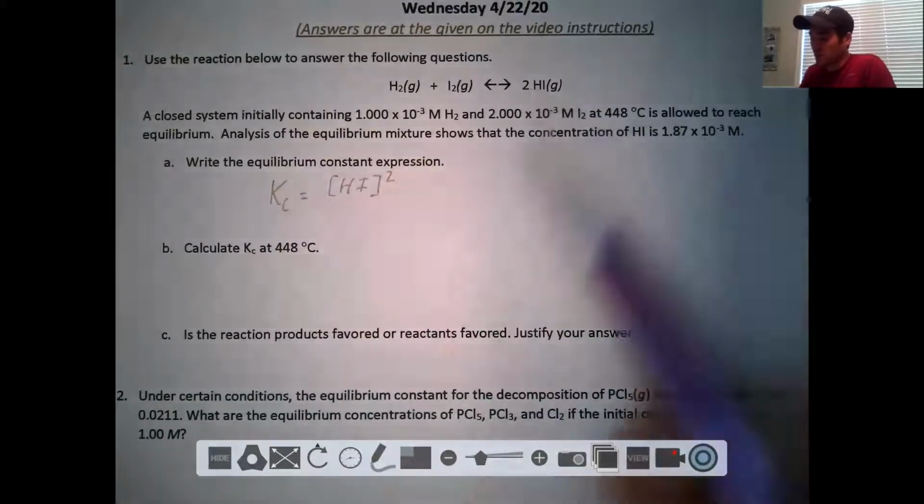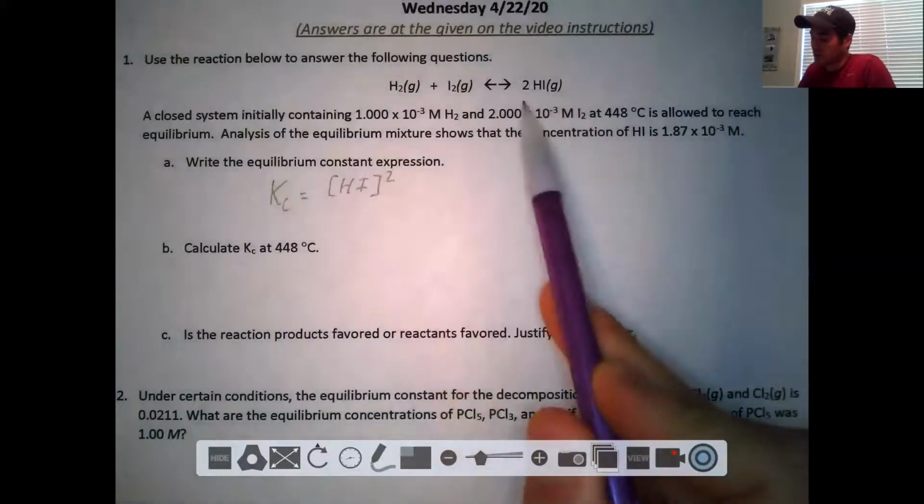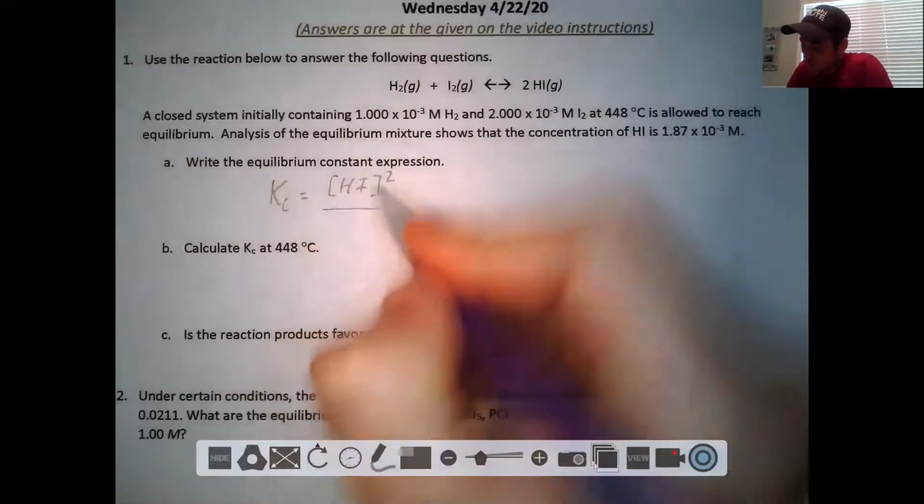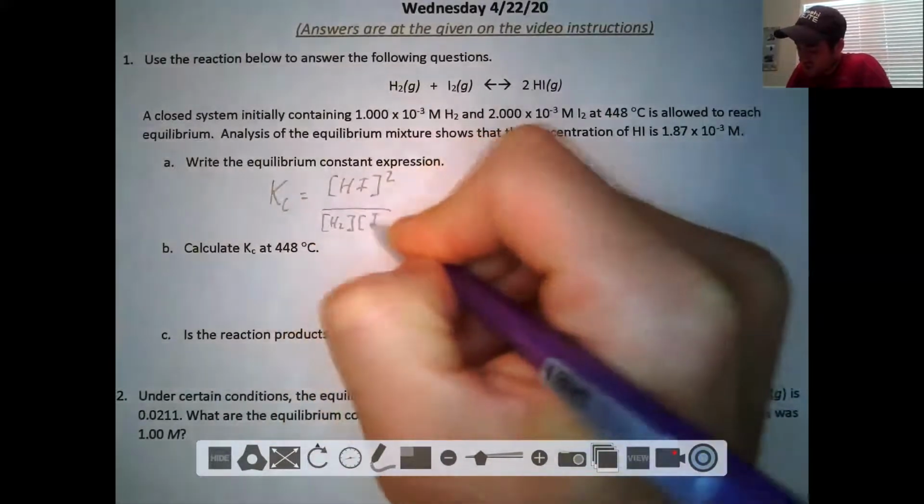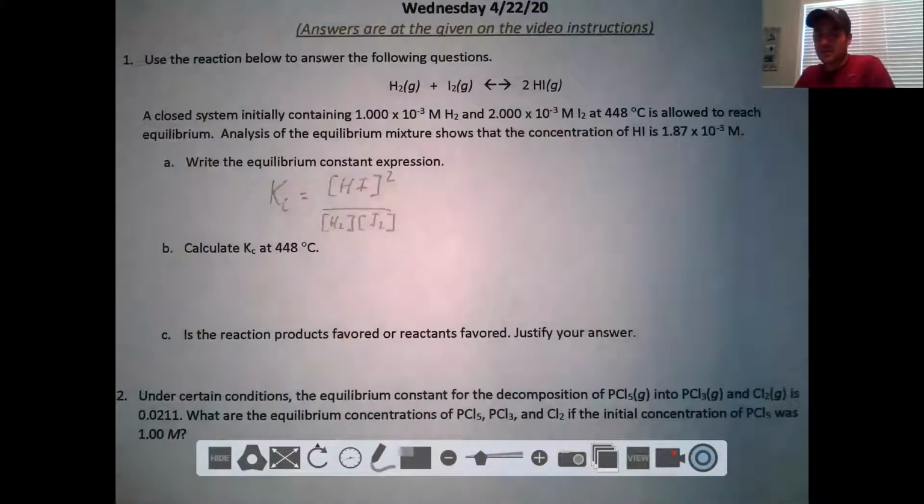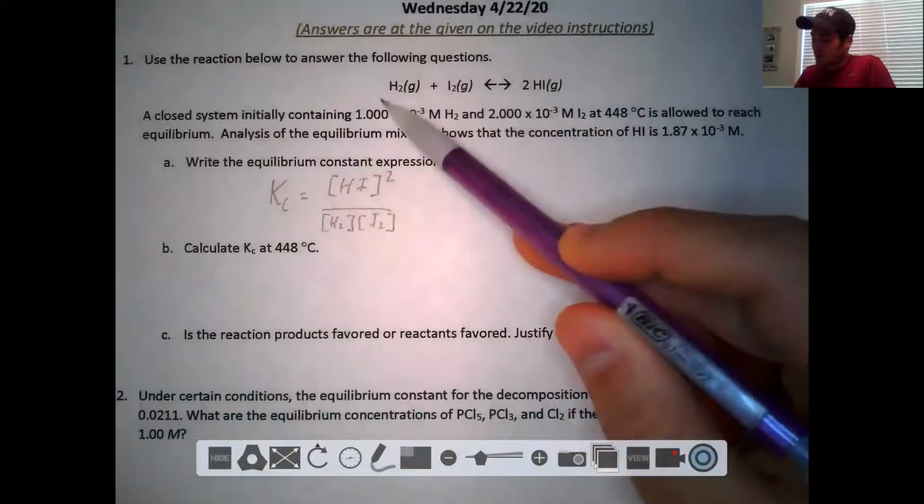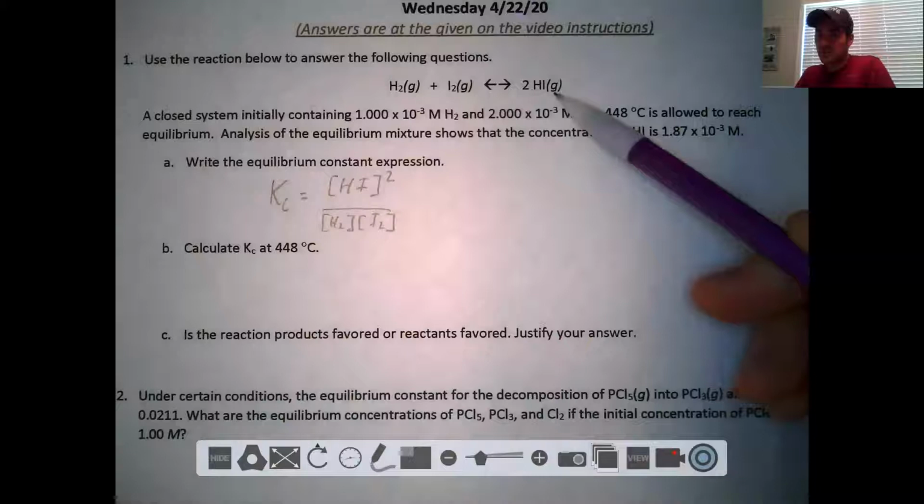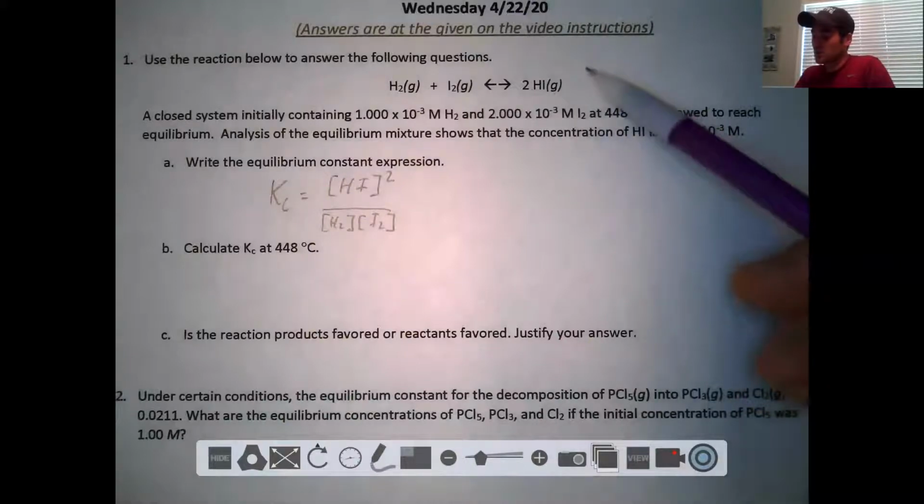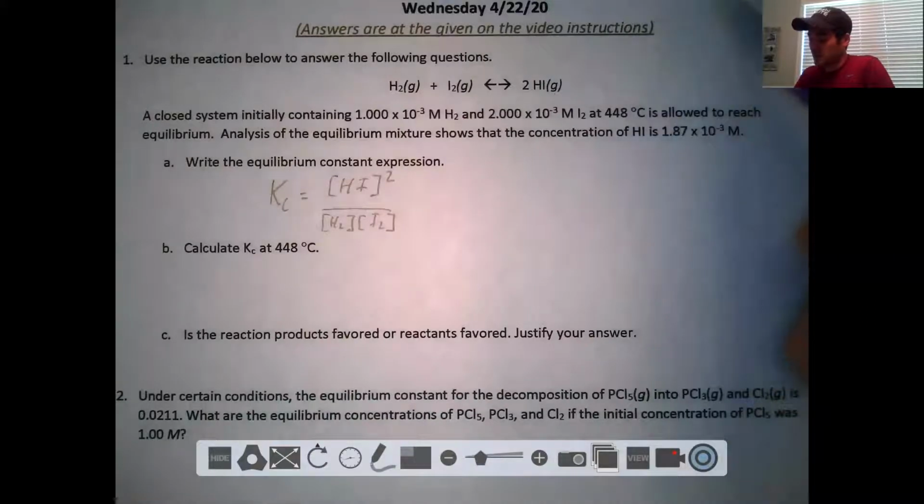So concentration of your products raised to a power, that power is the coefficient, divided by the concentration of my reactants. Both to the 1 power because those are 1 coefficients, and I include all 3 of those because they're all gases. So if you remember, we only include gases and aqueous. Solids and liquids you do not write in the expressions. And so here we got that.